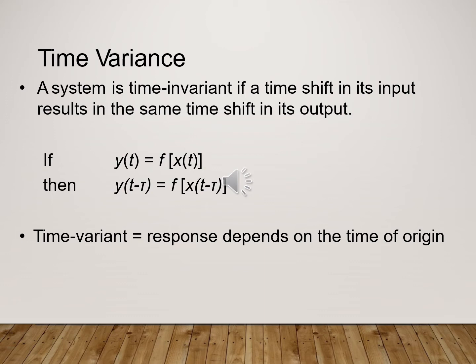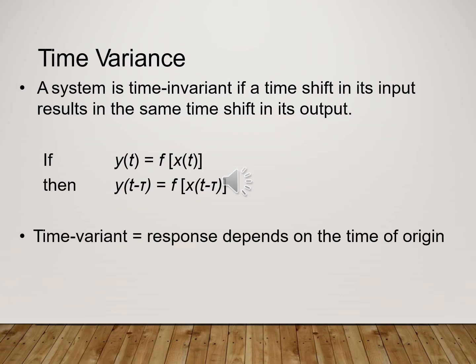Now, time variance. A system is time invariant if a time shift in its input results in the same time shift in its output. We can consider a time variant system as a system whose output response depends on the moment of observation. In other words, a time delay or a time advance of the input not only shifts the output signal in time, but also changes other parameters and the system behavior. A time variant system responds differently to the same input at different times.